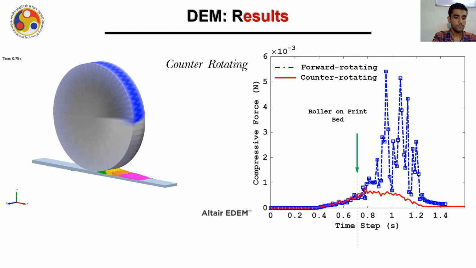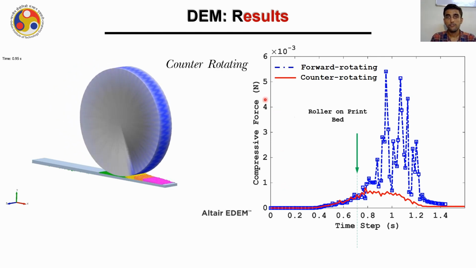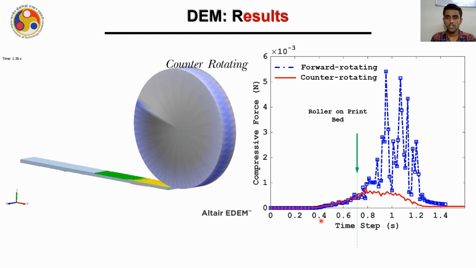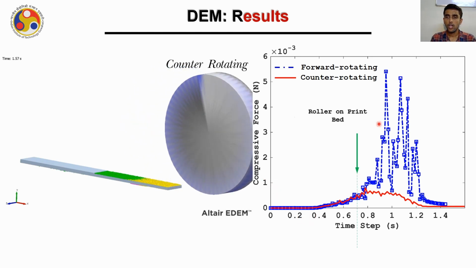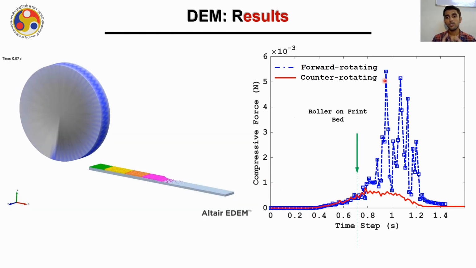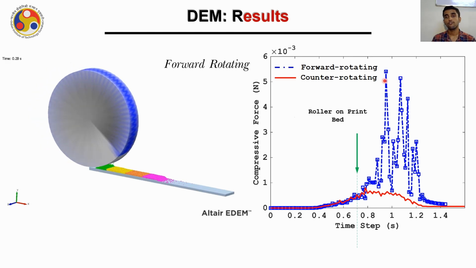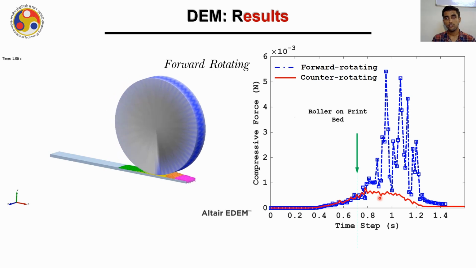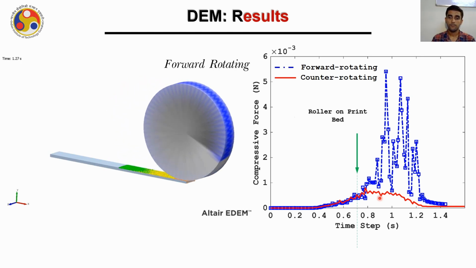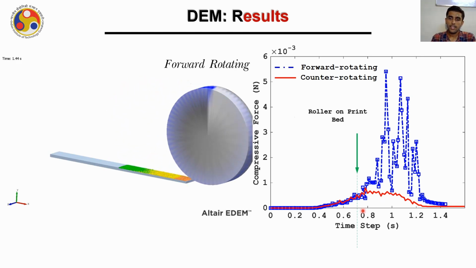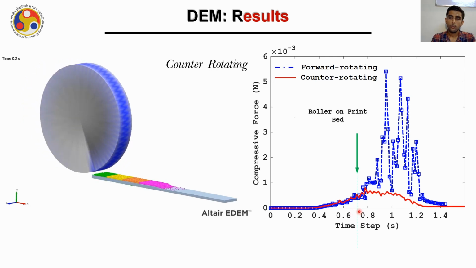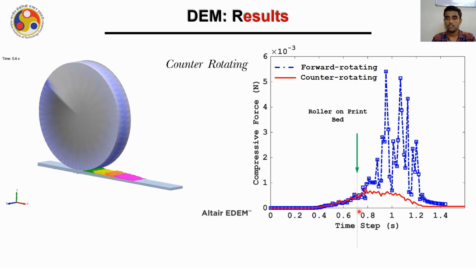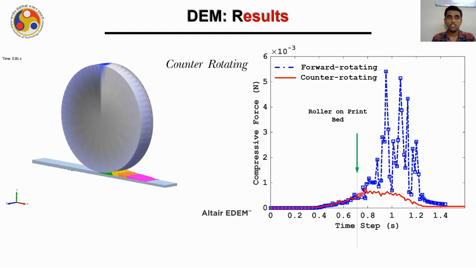So now you can see here that as far as the compressive force on the powder particles on the print bed is concerned, you can see the graphs here. The blue color represents the compressive force on the powder particles when it is of forward rotating variety, whereas the red curve represents the compressive force when it is of counter rotating variety. You can see that somewhere around 0.75 seconds, the print bed starts to receive the powder particles.